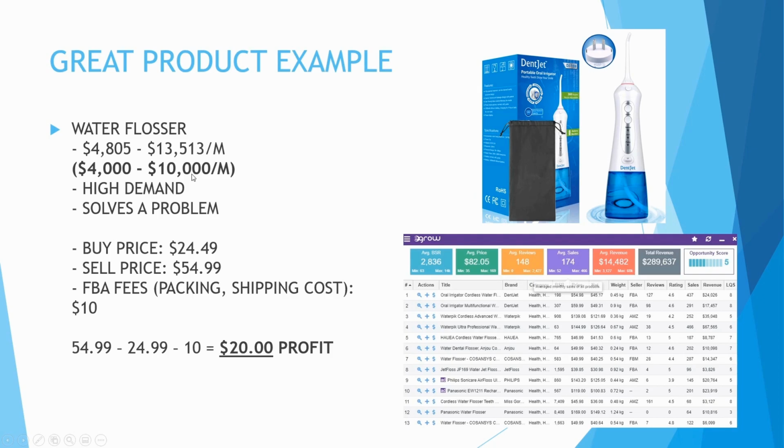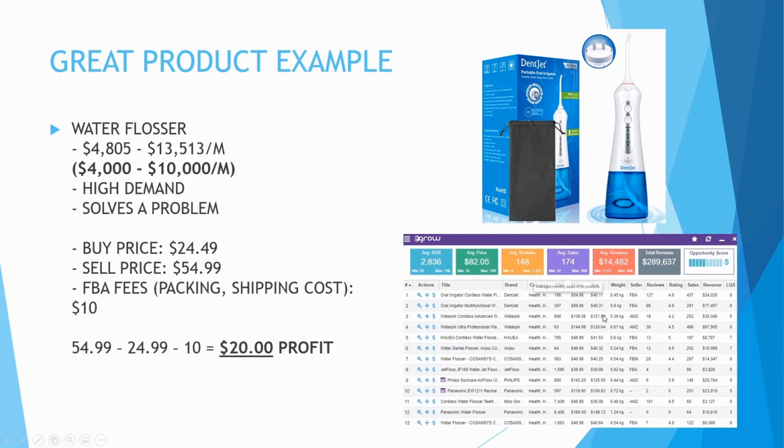So, buy price, which I'll show you in a second. Buy price and sell price. This is what I found it for at Alibaba, $24.49. We'll go into Alibaba in a second. Sell price $54.99, which is pretty much the general selling price of most of these. Then you've got to factor in FBA fees. So I did this at a higher FBA fee of around $10.